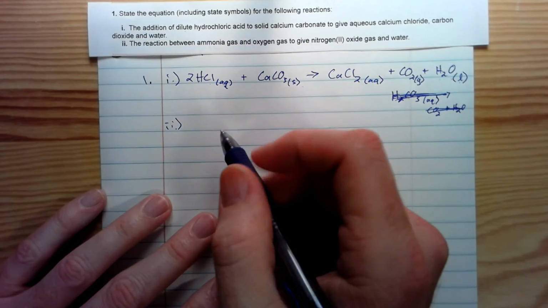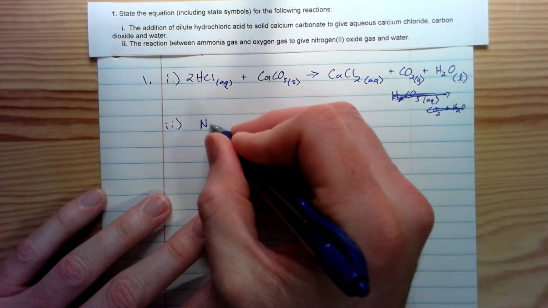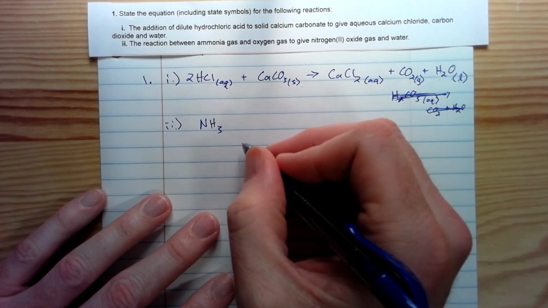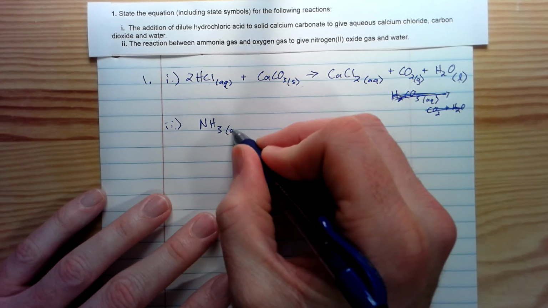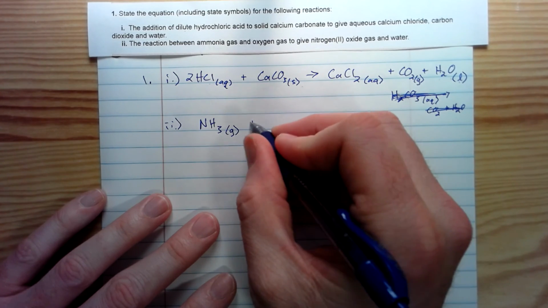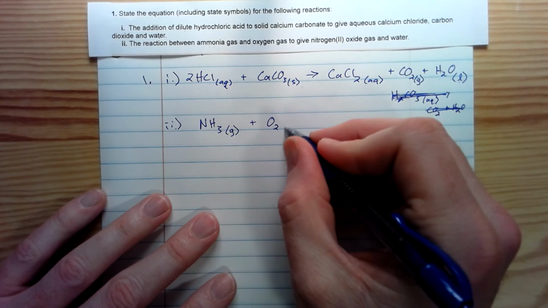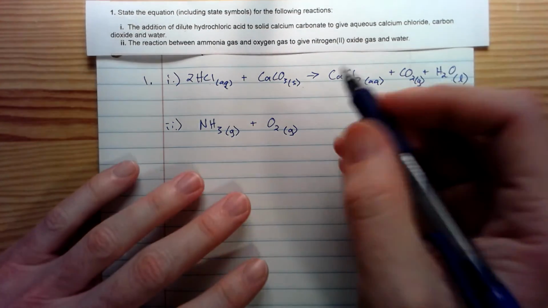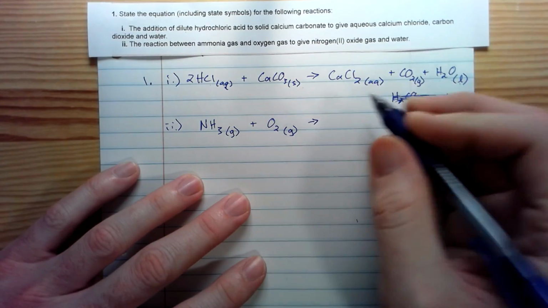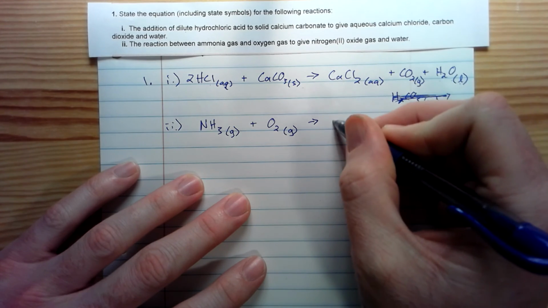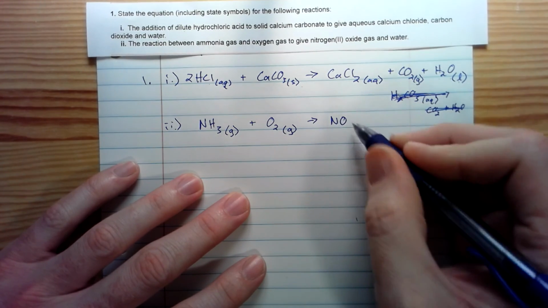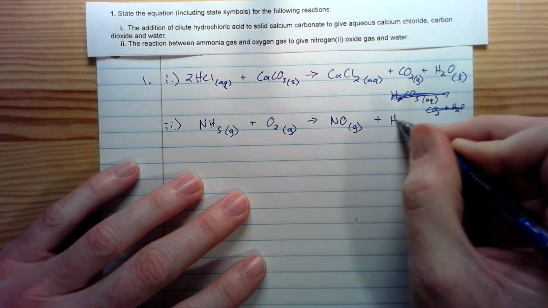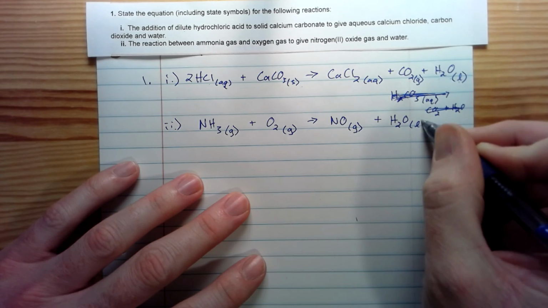Now, for number 2, the reaction between ammonia gas. Now, you should know that ammonia is NH3. That's one that IB expects you to know. And it's a gas. And then oxygen gas. Well, you should know that oxygen is diatomic as well. Excuse me. And to give nitrogen oxide, which would be NO, and a gas, and water. Again, it said water, so we'll make it a liquid.